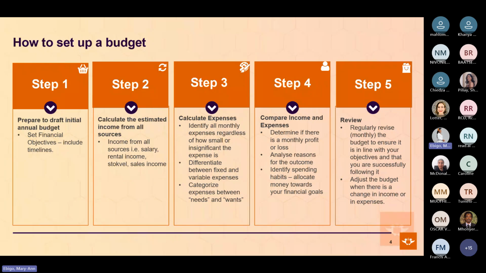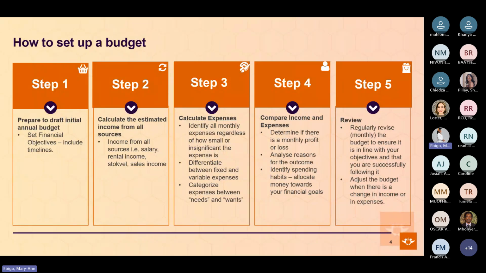The first step is to set financial objectives. So this is you gathering information and kind of deciding for yourself what you want to do when it comes to your finances. The second step is to calculate the estimated income from all sources. So whether you're a student receiving an allowance or a student who works part-time and is receiving a salary, you need to consider all those monies that are coming in.